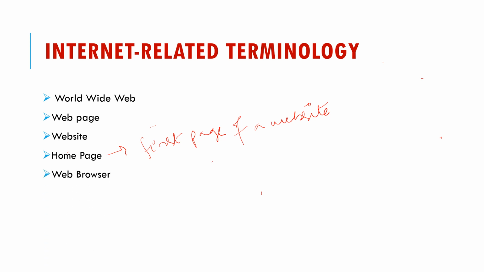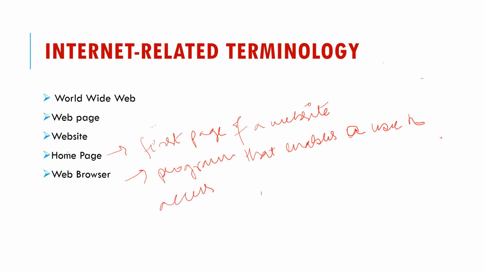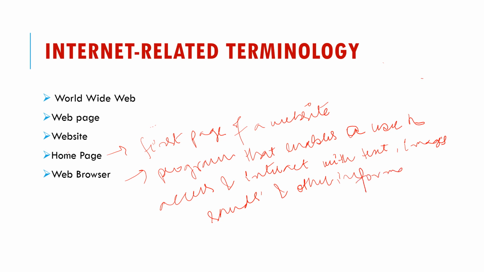The next terminology is the web browser. Now what is a web browser? A web browser is a program that enables a user to access and interact with text, images, sounds, and other information located on the web page of a website.